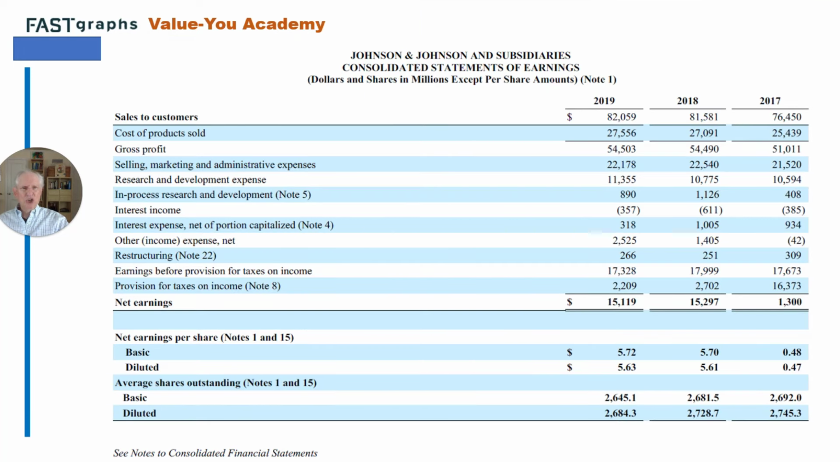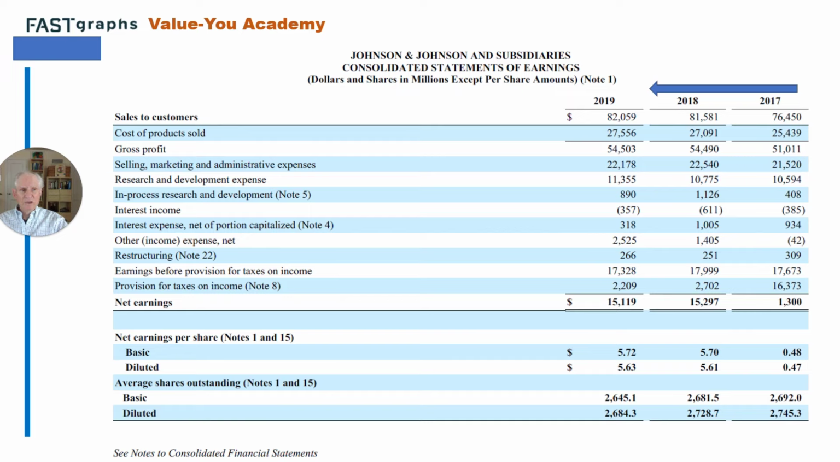Now let's look at Johnson & Johnson, a AAA company, one of the great U.S. companies. And I'm looking at 3 years, 2017 on the right going to 2019. So we're going in this direction. And the first thing I like to look at on their income statement is the trend. Remember, the trend is your friend if it's going in the right direction.